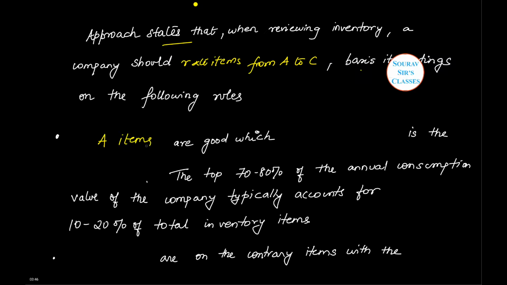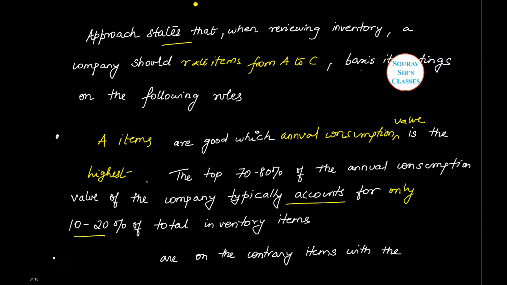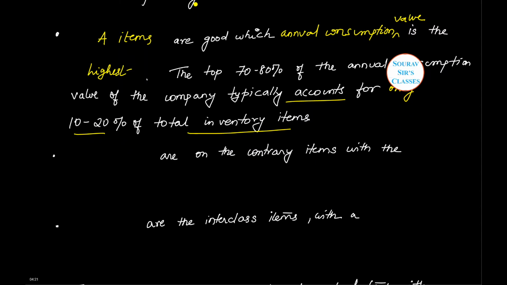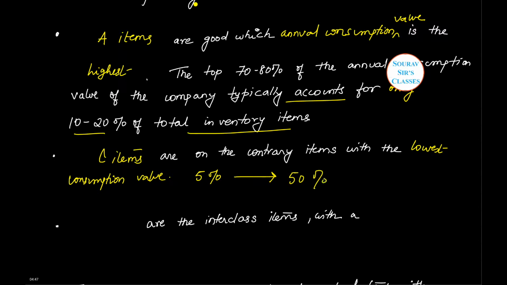Now A items, so this is one, are goods whose annual consumption value is the highest, and the top 70 to 80% of annual consumption value of the company typically accounts for only 20% of total inventory items. Now C items are, on the contrary, items with the lowest consumption value, and the lower 5% of annual consumption value typically accounts for 50% of the total inventory items.